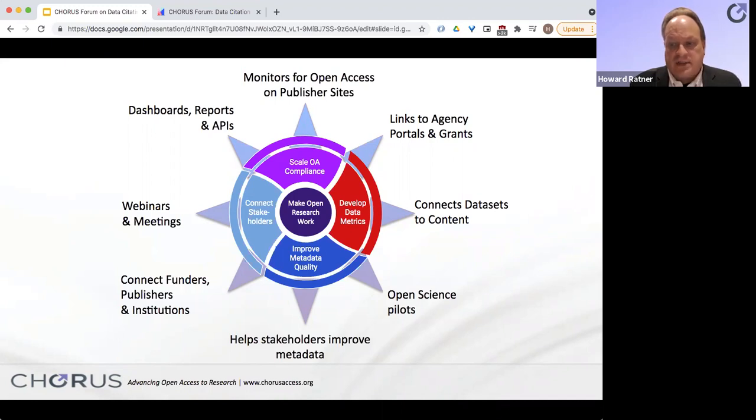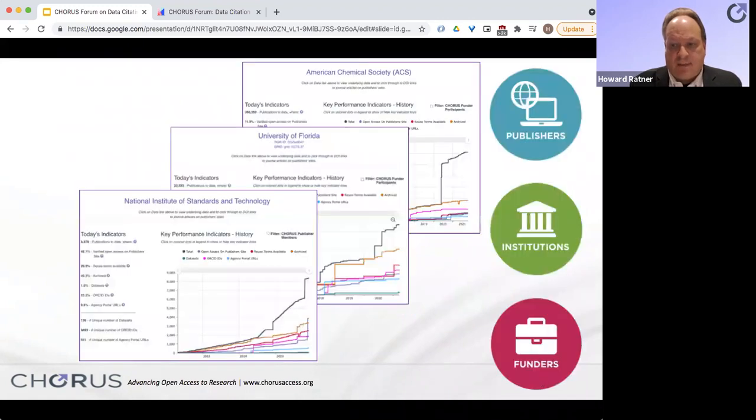And all of this helps our stakeholders improve their metadata by giving rapid feedback about the quality of metadata that is being seen. For example, using our dashboards and reports, publishers, institutions, and funders can enhance their open science compliance tracking and improve their metadata. Chorus has taken part in a number of open science initiatives.